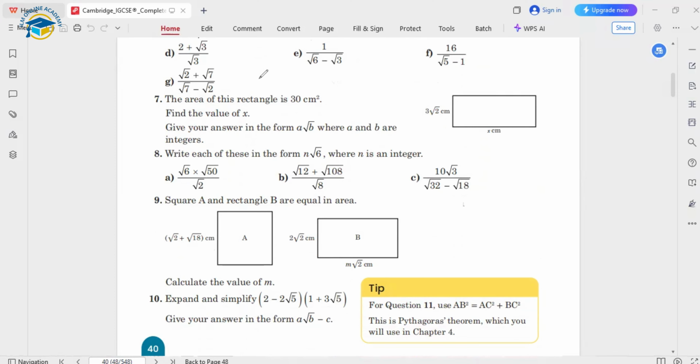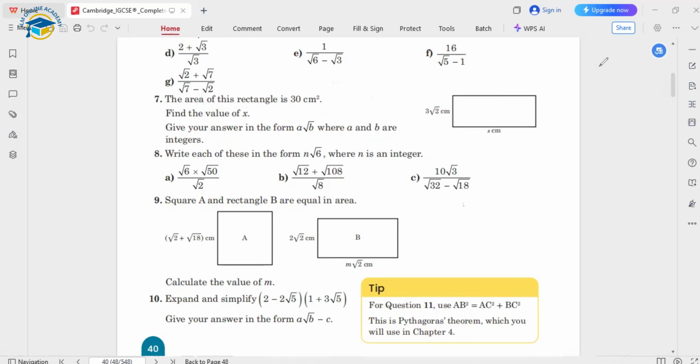In question number 7, they're saying that the area of this rectangle is 30 centimeters square. We need to find the value for x, which is the length of this rectangle, and we need to give our answer in the form a square root b, where a and b are integers.